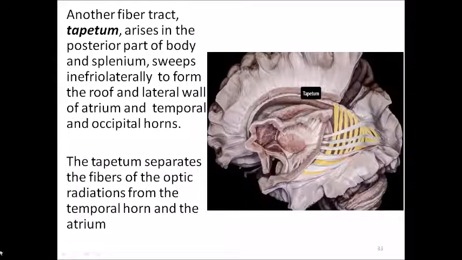Another fiber tract is the tapetum, which arises in the posterior part of the body of the splenium and sweeps inferolaterally to form the roof and the lateral wall of the atrium and the temporal and occipital horn. It separates the optic radiations from the temporal horn and the atrium. These yellow colored fibers are the tapetum, and these horizontal radiations are optic radiations, and this is the Meyer loop.